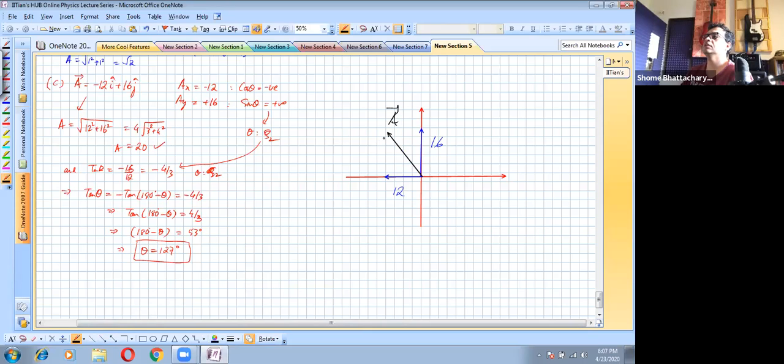And that is why it is justified that its magnitude is 20. Also, you can see that this angle over here, tan theta is 16 by 12, so this angle is 53. So naturally, it makes sense that the proper angle with the x-axis, this one, is 127. Okay, so this is the complete solution for the C part.